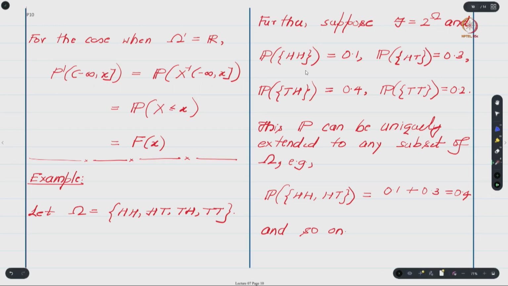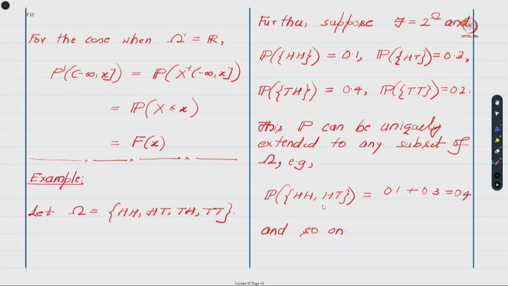For the singleton set, sorry, I shouldn't say singleton event. So for the singleton set HH, let us say P assigns the value 0.1, it assigns 0.3 to the singleton HT, and so on and so forth. Now we have ensured that all these values are non-negative and they add up to 1. Is this okay? Now the way we described how we can extend P in the previous class, one can show that once you have defined P for the singleton elements, one can extend P to any subset of Omega using this simple formula that when you have two elements, you add the values that you assign to the singletons and so on, and we do it this way so that P respects the sigma additive property.